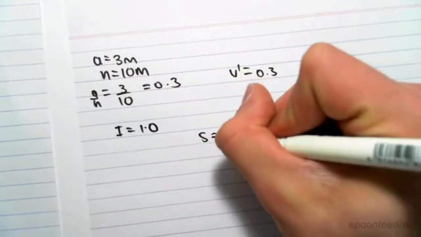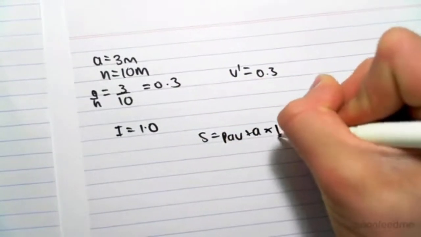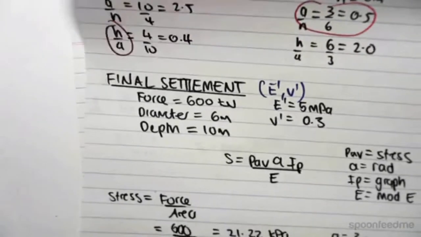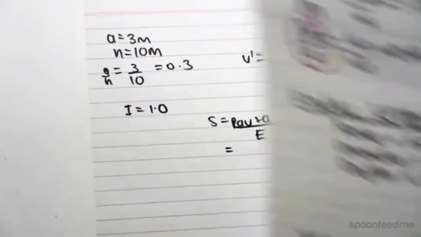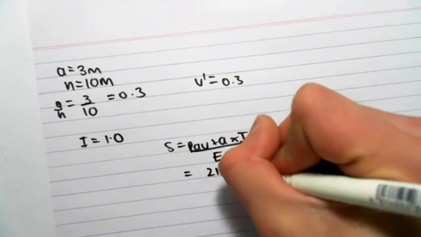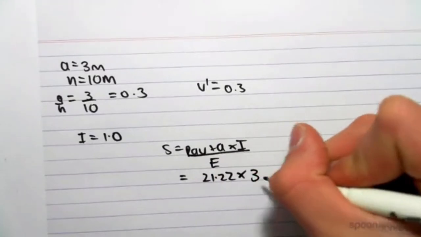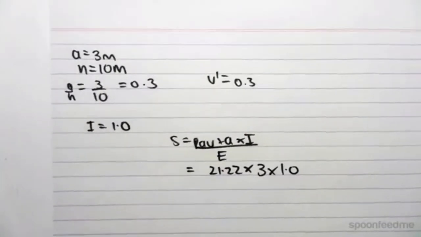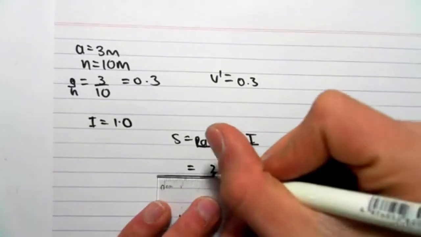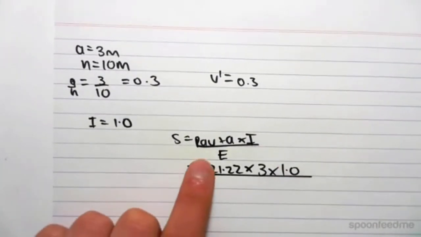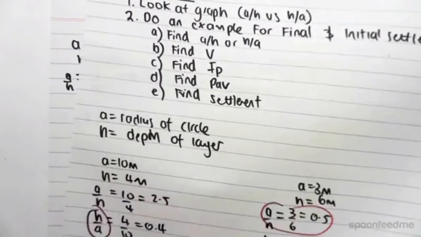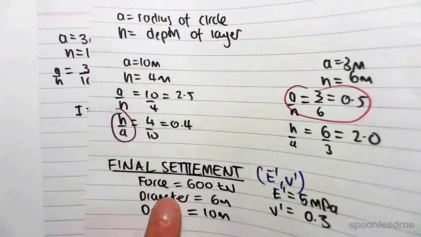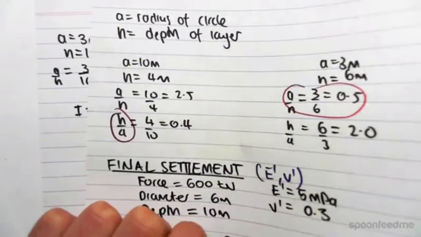Settlement equals PAV times A times I, all on top of E. So we know that the pressure we found to be 21.22 kPa. So 21.22 by the radius, which is 3, by the I value we found, which is 1.0, and this is all divided by E. And E in our case, because we're doing, once again, final settlement, which is the drained values. So we're doing final settlement where we have to use the E dash and V dash, which is drained.